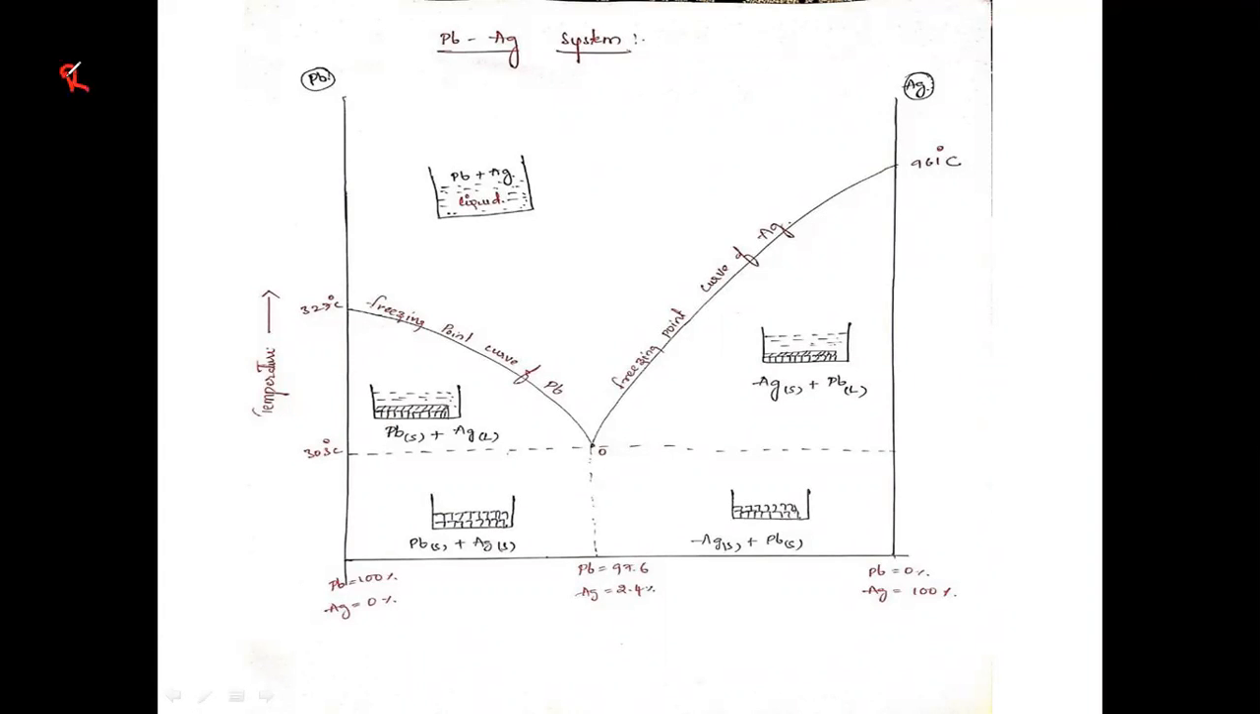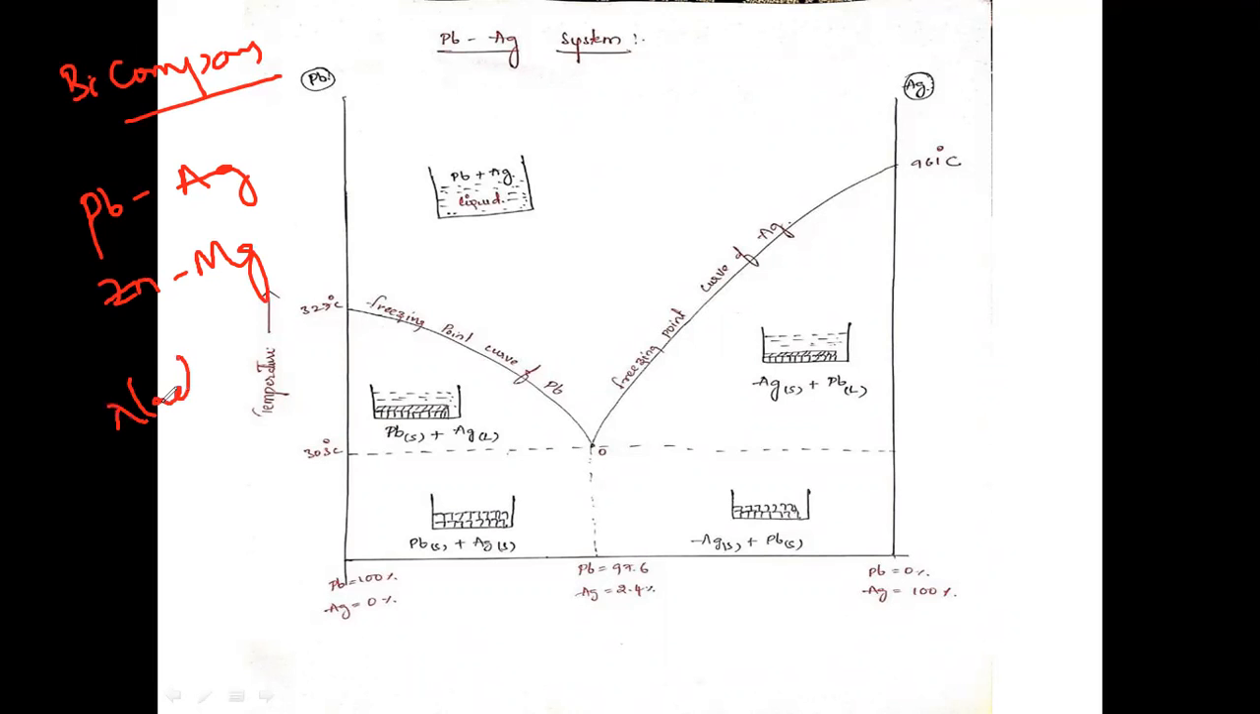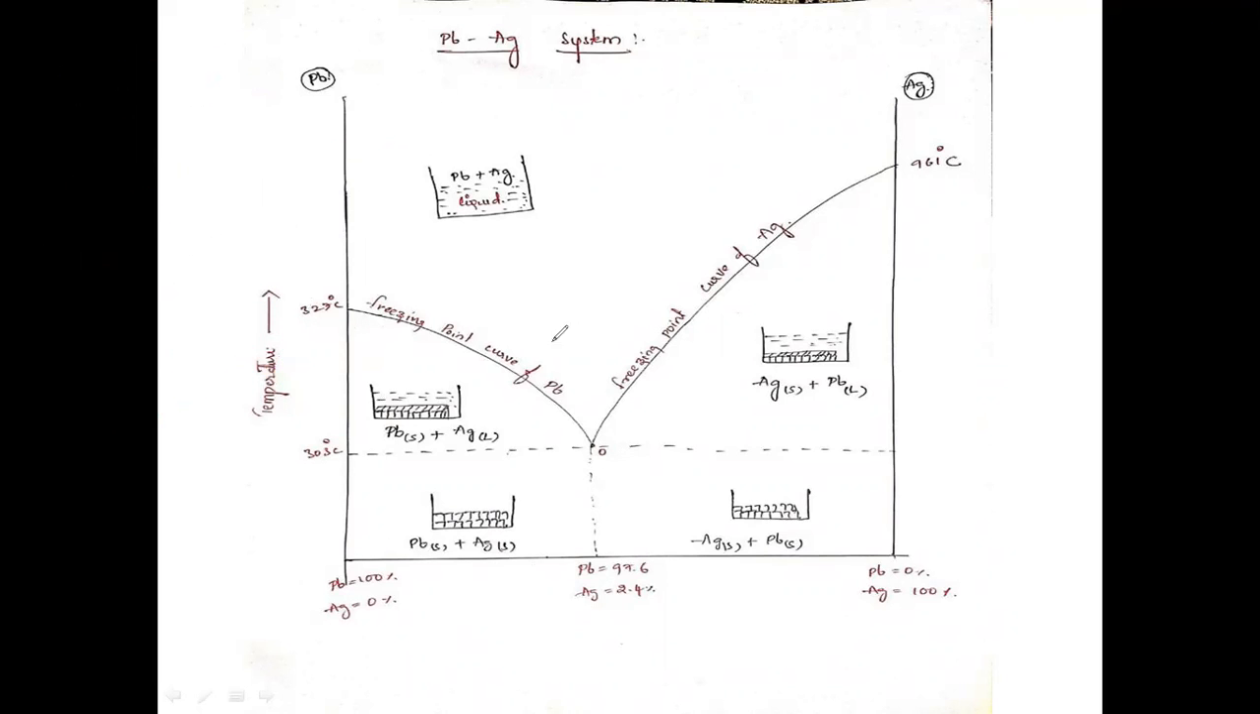In the case of a bicomponent system, you have three phase diagrams: lead silver is one, the next one is zinc magnesium, and the third one is NaCl H2O. So let us see the first one, the lead silver system. Let us start with this lead silver system. So this is the lead silver system.